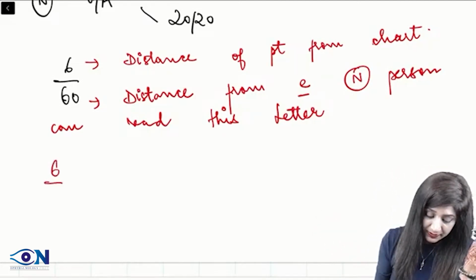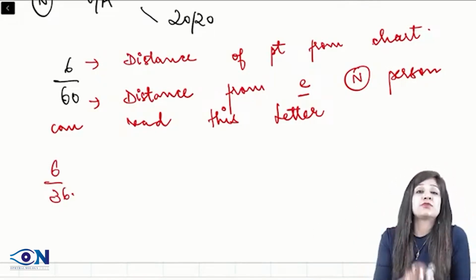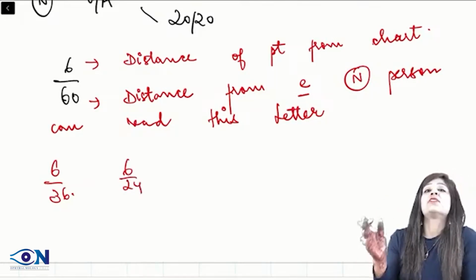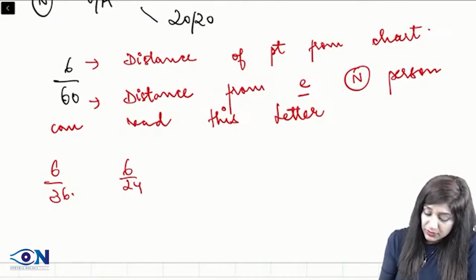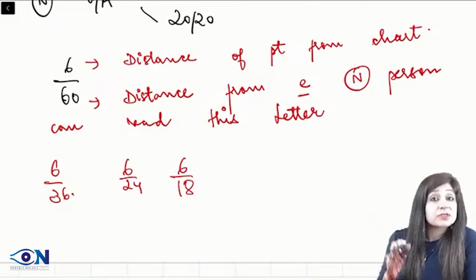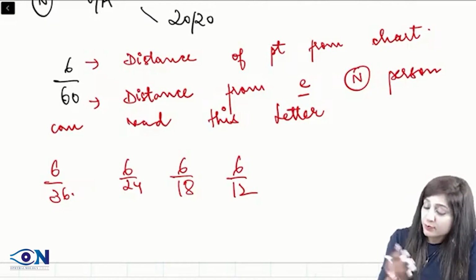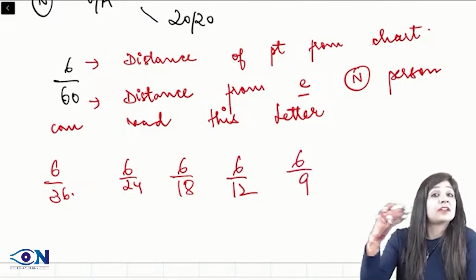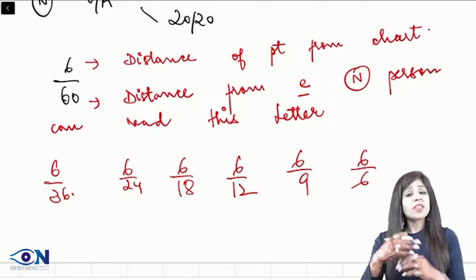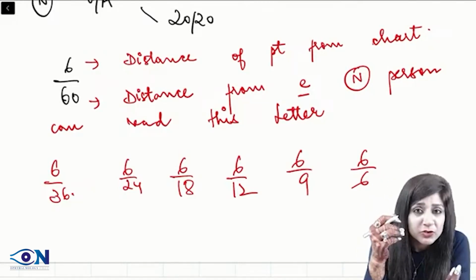Similarly, if I say 6 by 36, that means what a normal person can read from 36 meters, this person is reading from 6 meters. When I say 6 by 24, that means what a normal person can read from 24 meters, this person is reading from 6 meters. 6 by 18, what a normal person can read from 18 meters, this person is reading from 6 meters. 6 by 12, what a normal person is reading from 12 meters, this person is reading from 6 meters. 6 by 9, what a normal person can read from 9 meters, this person is reading from 6 meters. And finally 6 by 6. So what a normal person can read from 6 meters, this person is also reading from 6 meters, and that is why he has the normal visual acuity.